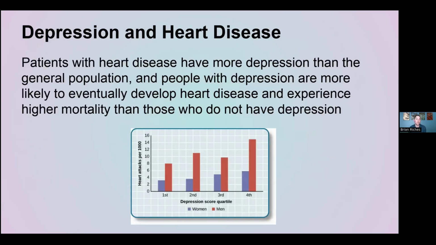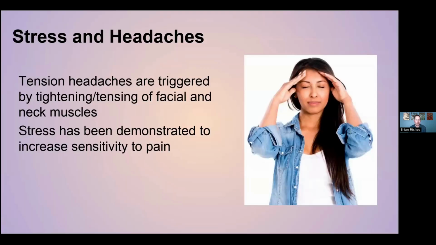We see that patients with heart disease have more depression than people in the general population. So heart disease can make depression more likely, but also people with depression tend to get more heart disease than people who don't have depression. So it's a bidirectional interaction. Again, it's a negative downward spiral. Stress can make these things much more likely. It can make headaches happen. Also, if you have more stress, people tend to be more sensitive to pain.